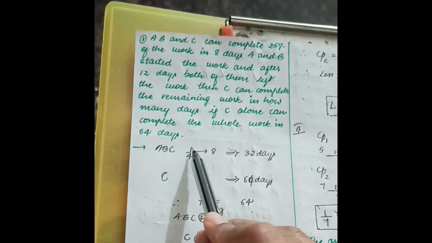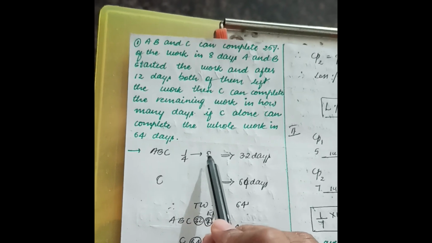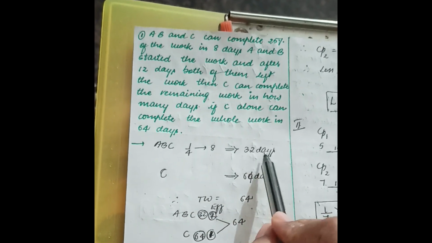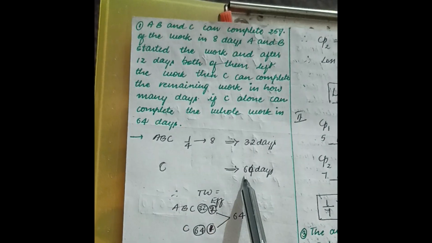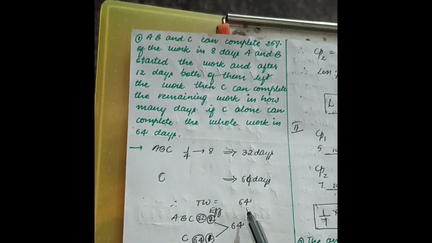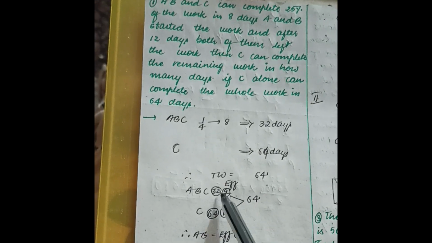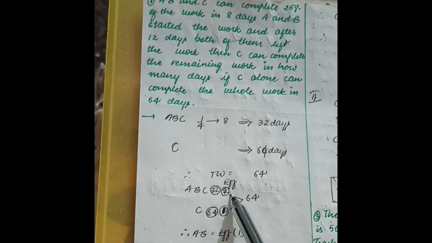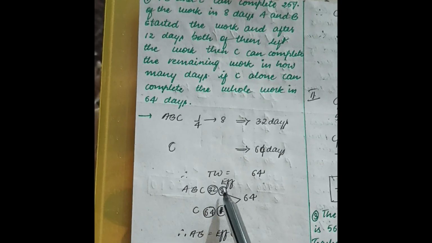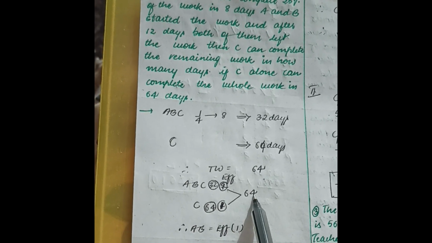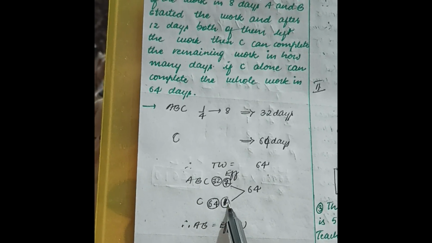That means 25%, which is 1 by 4, will be completed in 8 days. So A, B, C can complete the whole work in 32 days, and C alone can complete the whole work in 64 days. I have written here, therefore the total work will be 64 units. From this we can calculate the individual efficiencies of A, B, C and C. That is 32 2s are 64, 64 1s are 64. So the efficiency of A, B, C is 2 and the efficiency of C is 1.